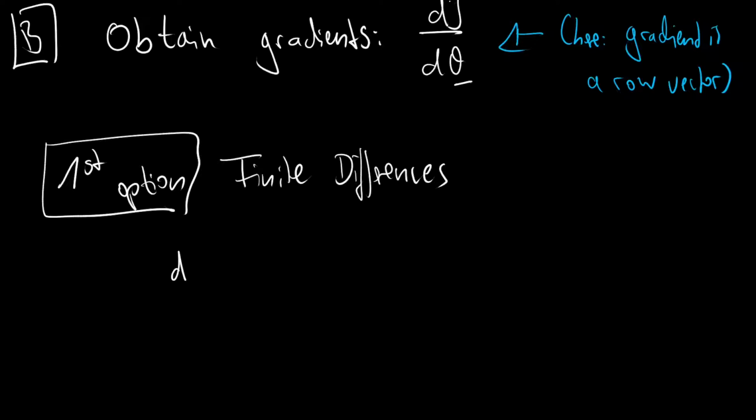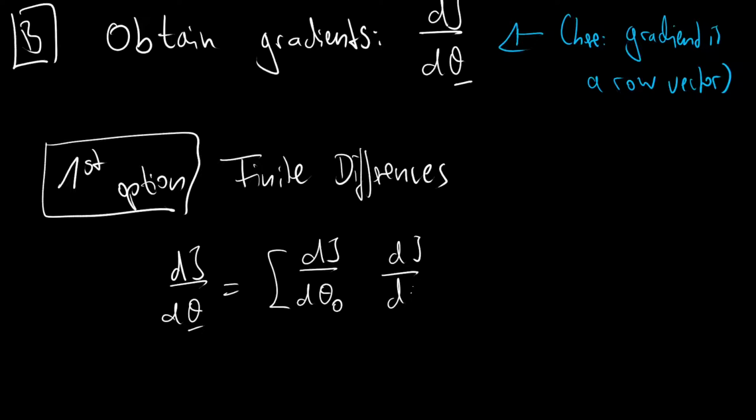We say that the gradient, which was a row vector of course, is composed of the derivatives of J with respect to theta 0, of J with respect to theta 1, of J with respect to theta 2, and if we had more parameters, it would have been longer. So in our case, just 3 parameters. And then you iterate over all the entries here and calculate them one after the other.